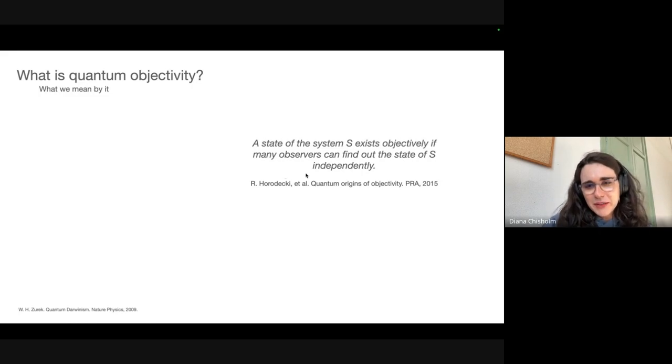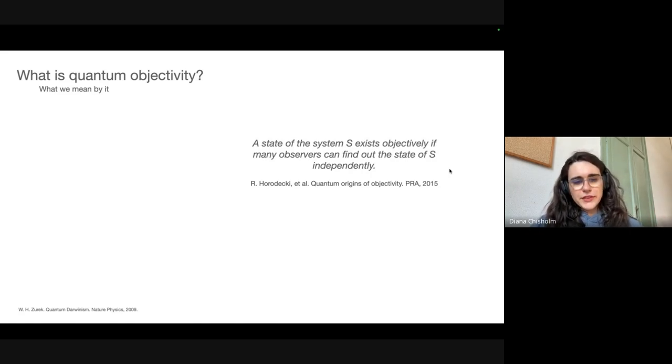This is simply what we're going to use. And so the whole idea is that if several observers are able to perform certain types of measurements that allow them to infer information about the system S, and then that information is consistent, it means that they can share the outcomes of the result, for example, among themselves and agree about it, then we can say that whatever property they have measured about S is an objective property.